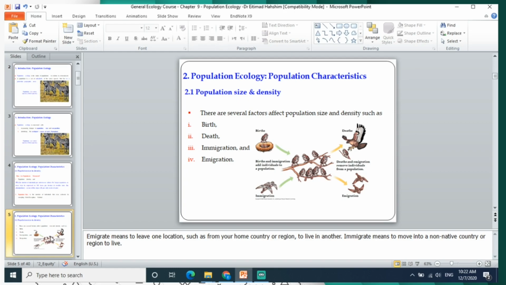method. Regarding the factors that affect population size and density, birth adds more to the population, while death is a subtraction from the population size and density. Also immigration, moving into the population, is an addition, and emigration, moving out of the community or population, is a subtraction. This one is minus, and this one is plus.